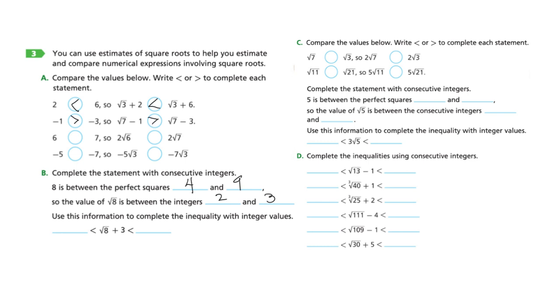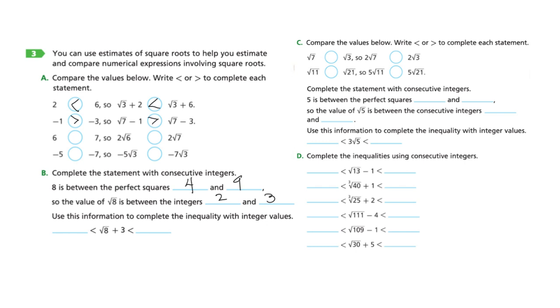Compare the values below. For C, write less than or greater than to complete each statement. So I think you can do that one on your own. Think about what you know about the square root of 7 and the square root of 3. And then if you multiply those two values by the number 2 each time, what will you get? Then it says complete the statement with consecutive integers, and you can do the rest of C on your own.